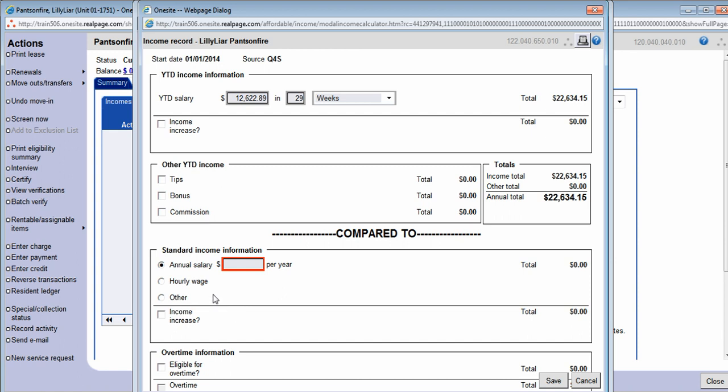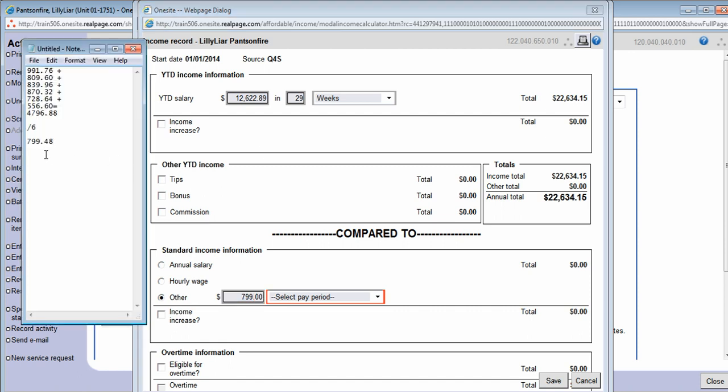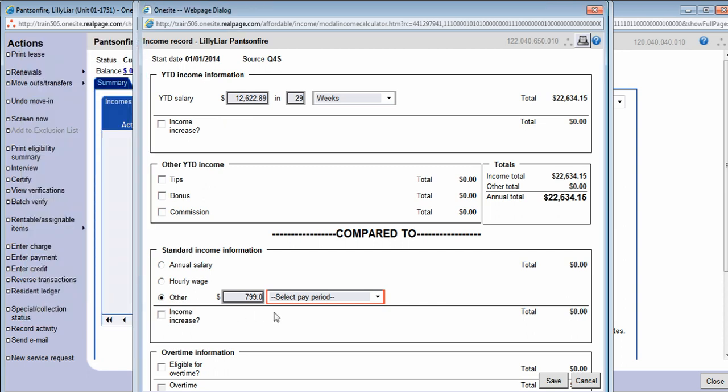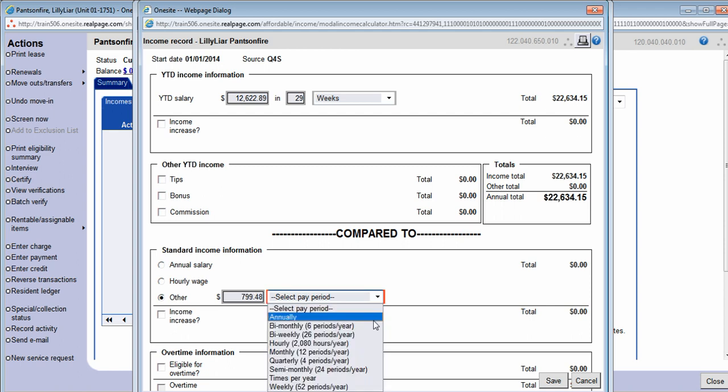Since we did a tape, we are going to use other, and we're going to use that average that we came up with for the paycheck. So it was $7,99.48. Take a look at our calculator: $7,99.48 was our average of all these 6 paychecks, and that is bi-weekly. We determined that by looking at those dates.